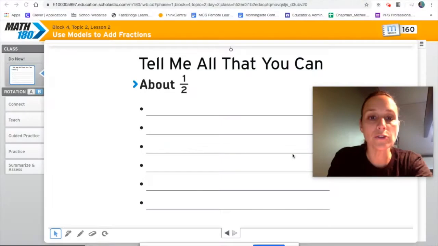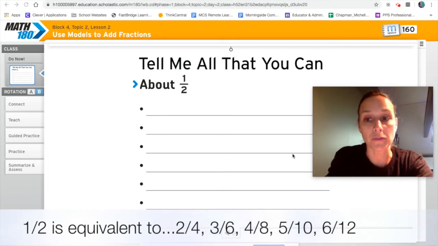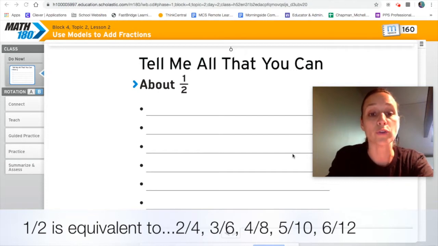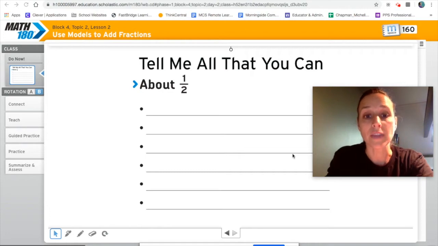If we take a look at our do now, you can see that they want you to tell them all you can about 1/2. Basically what they're asking you to do is think about other ways that you could name 1/2 of a whole. So you're looking for equivalent fractions here. So 2/4, 3/6, 4/8, 5/10, where your numerator doubled gives you your denominator. That's all equivalent to 1/2.